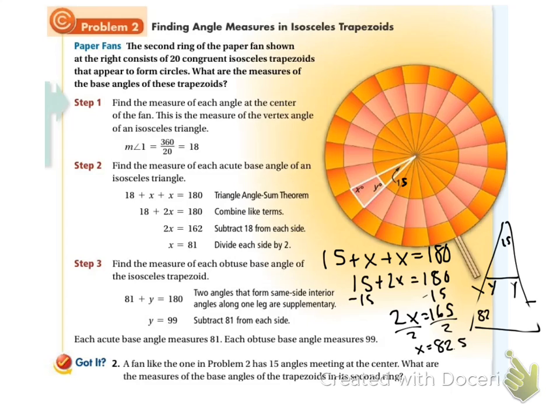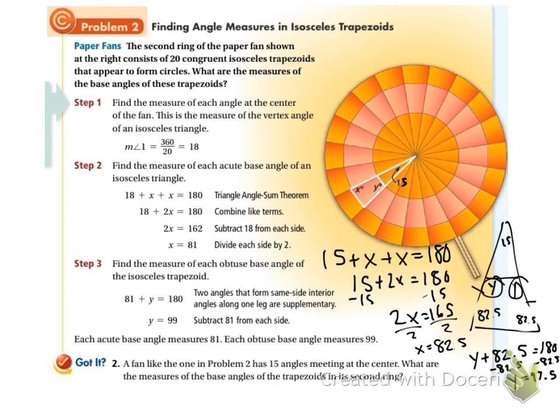So 82.5, 82.5. Okay. Now, remember, these are same side interior angles. They need to add up to 180. So, Y plus 82.5 equals 180. I'll subtract 82.5. So I get that Y equals 97.5. So those two Y's are 97.5.